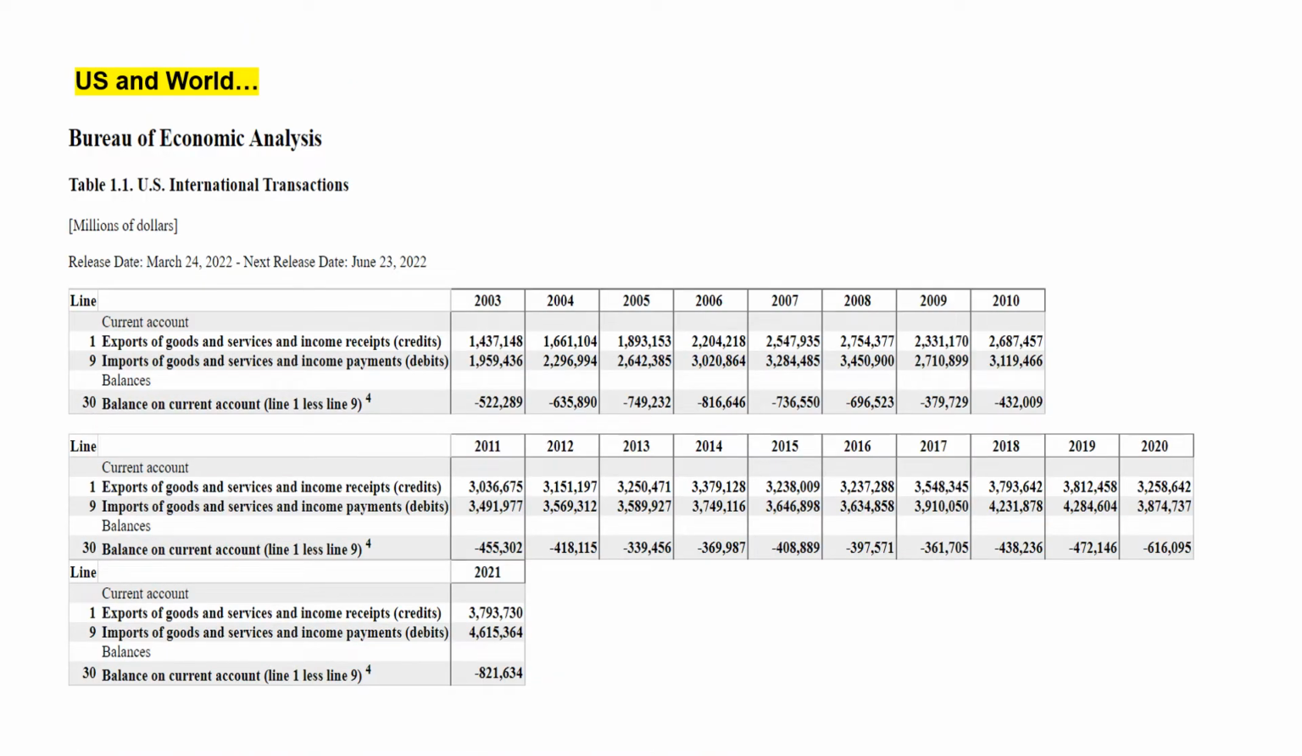Again, one more time, this is a smaller view going back to about 2003. We've been running consistent deficits, current account balance deficits, going back for the last 20, 30 years. And there are some consequences to that, which we'll be talking about shortly.